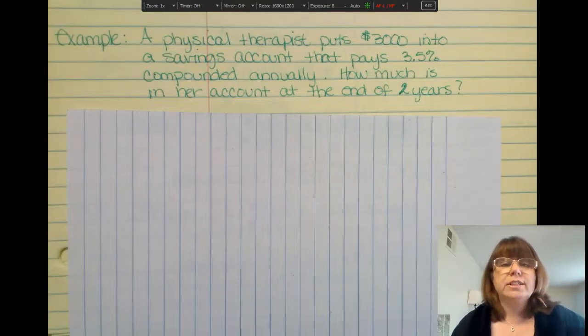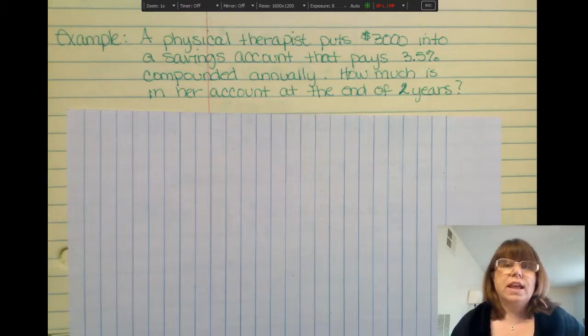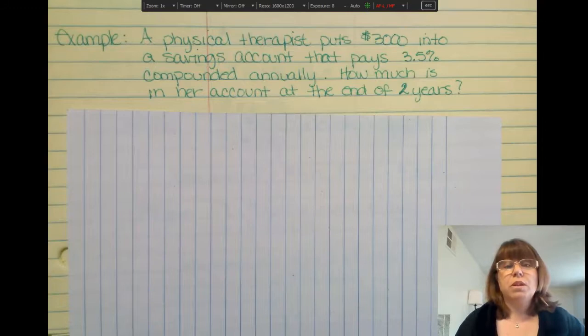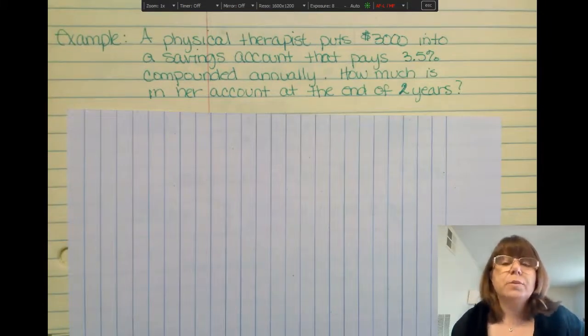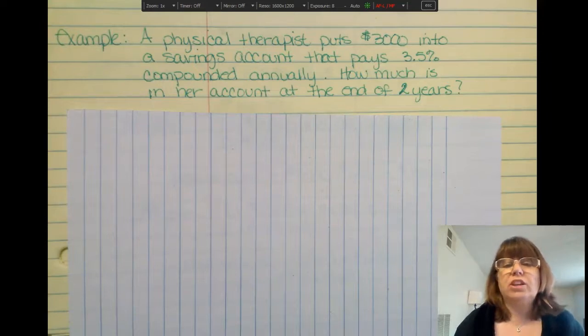Alright, so we're going to change gears a little bit, and we're going to start talking about compound interest. What compound interest means is at the end of the year you get all your interest, and then if you leave it in the bank, the next year's interest is going to be based on your principal and the interest that you accrued the previous year. So let's work through this. A physical therapist puts $3,000 in a savings account that pays 3.5%, and it is compounded annually. How much will be in her account at the end of 2 years?